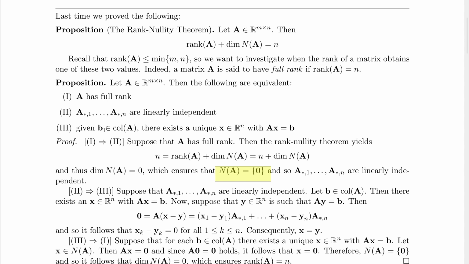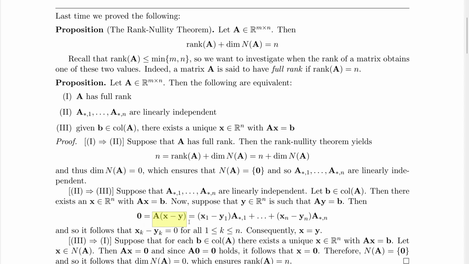Now let's use the columns being linearly independent to show that consistent systems must have unique solutions. Take an element of the column space, then we know that Ax is equal to b for some x, so there is some solution. Now suppose you have another one. I'm going to verify that they have to be the same. Well, if Ax is equal to b and Ay is equal to b, then their difference has to equal 0.